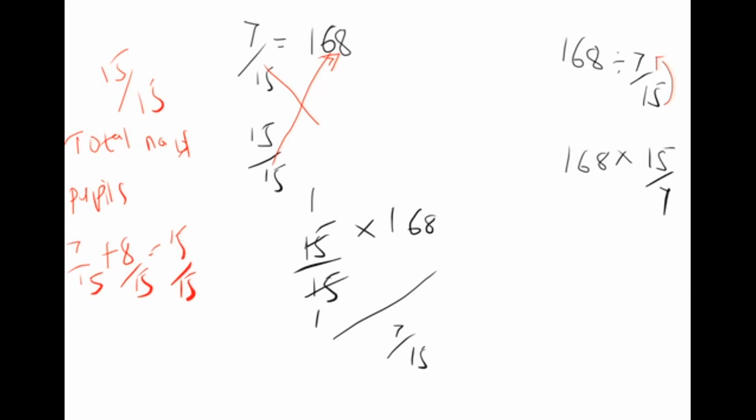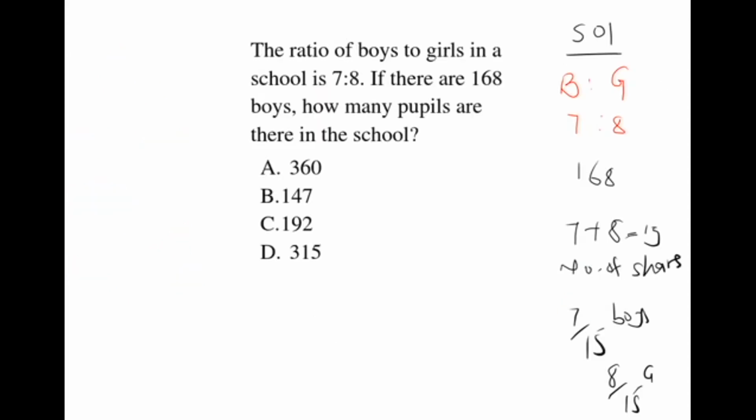Then we can simplify by 7/1. By 7, 24. 24 times 15 is 360. Therefore, the total number of the pupils in the school is 360, which is A.